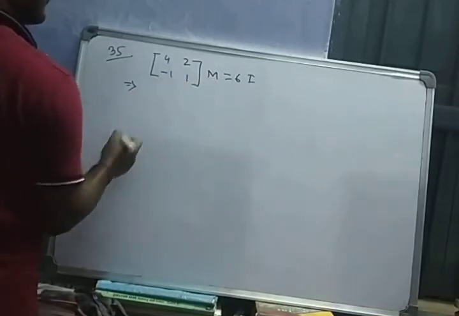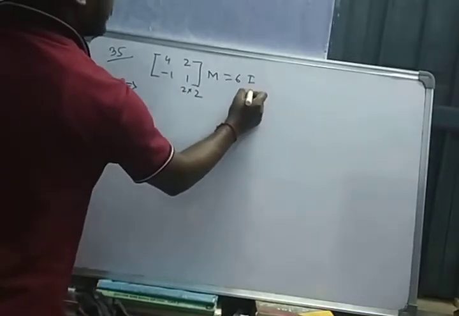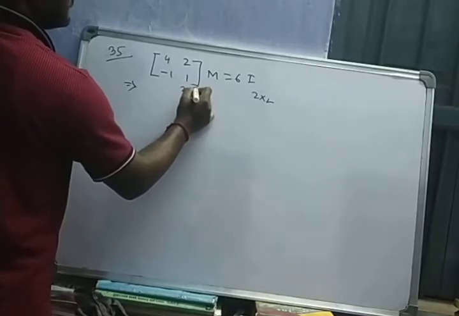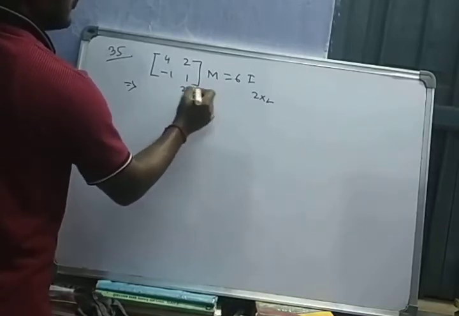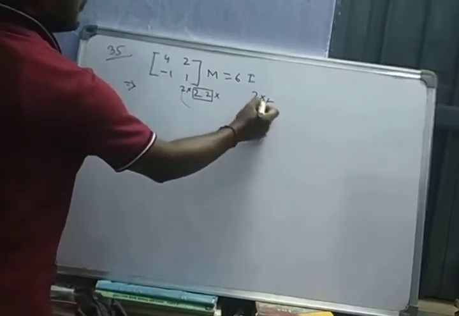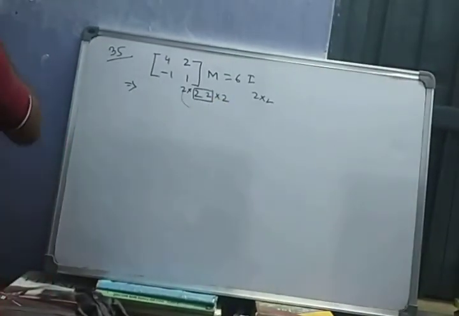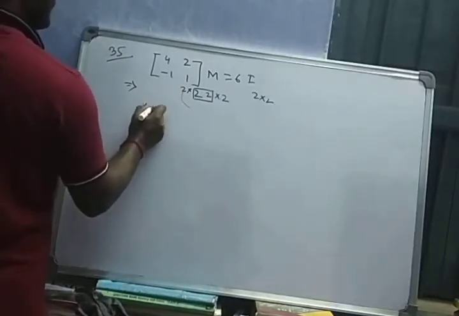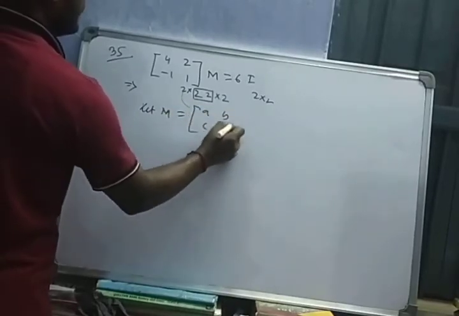First you have to choose the order of M. It is 2 cross 2. I is the unit matrix. Now the number of columns in this matrix equals the number of rows in this matrix, so the row will be 2 and the column will be equal to this, so the column also will be 2. Therefore we can take M equals [a b; c d].